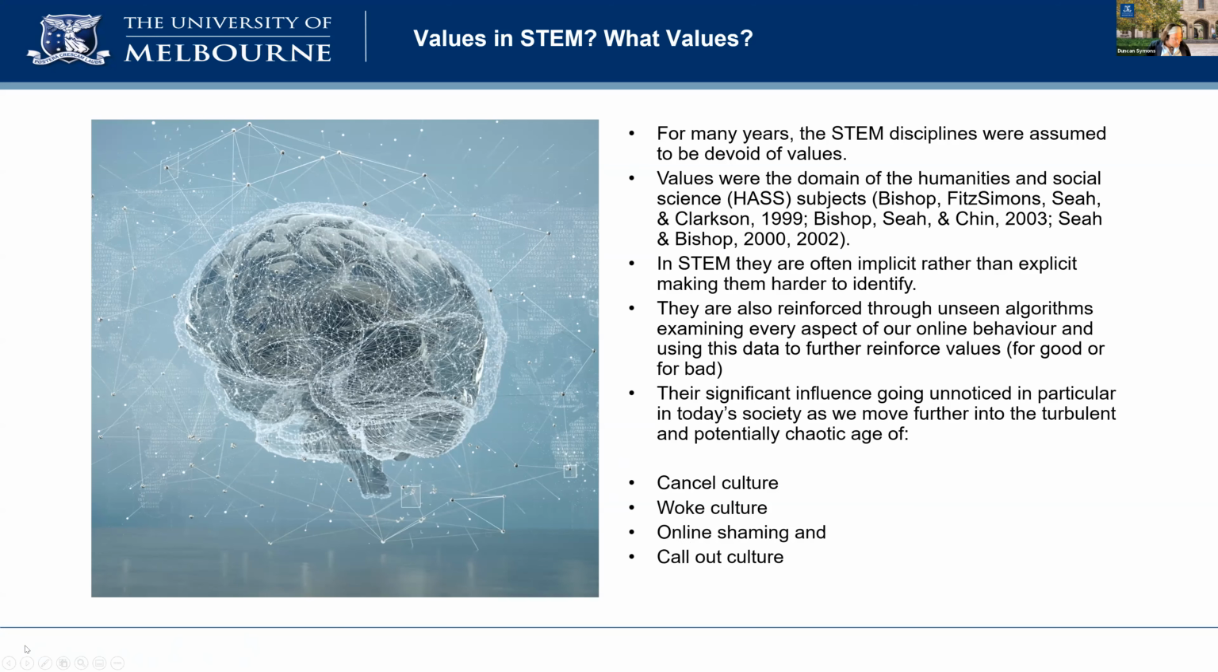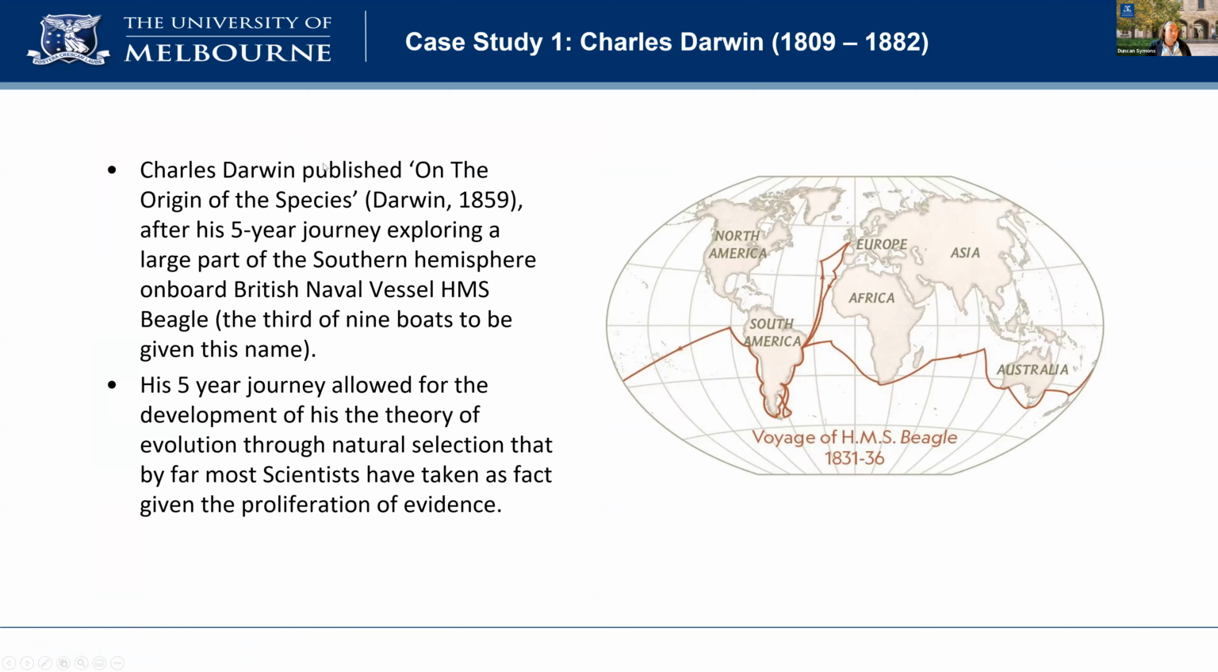I don't know. This brings us to our first case study, Charles Darwin. We have a lovely map of his voyage on the HMS Beagle. I believe it was the third of the British HMS Beagles out of 9, I think. He went on a 5-year journey that was originally only supposed to take a couple of years or something like that.